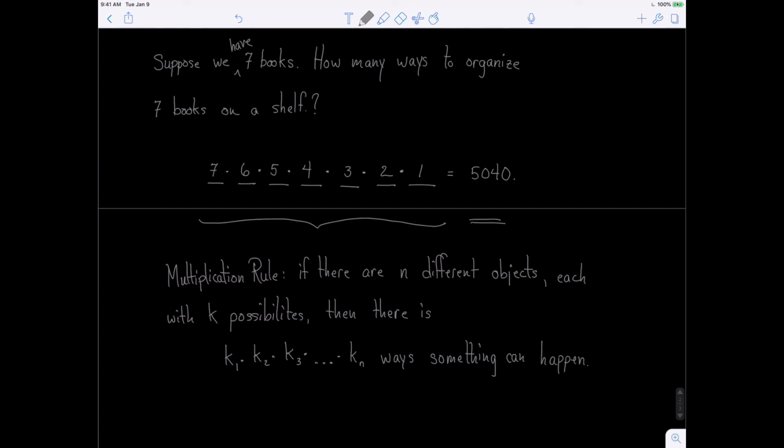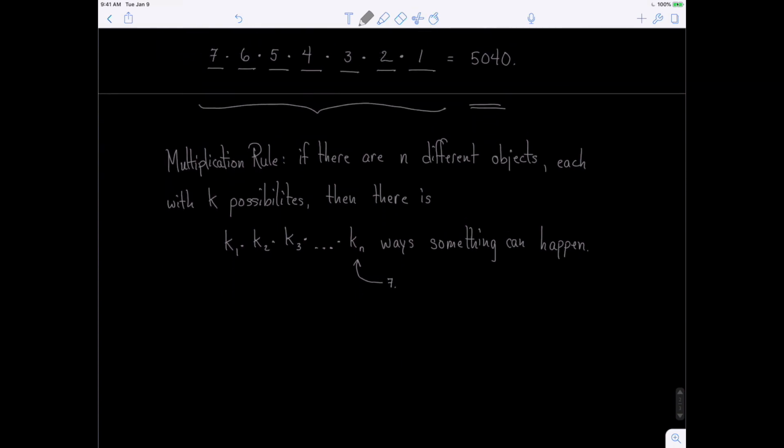So in this one, there's 7 different slots on the shelf, and so k1 would be the first slot on the shelf, of which 7 things could happen, and k2 would be the second slot on the shelf, for which 6 things could happen. Now, in the problem that we just looked at, our n was 7. That's the total number of places that we have to figure out. So for that bookshelf, there were 7 different things.